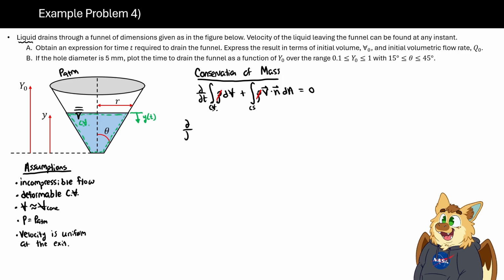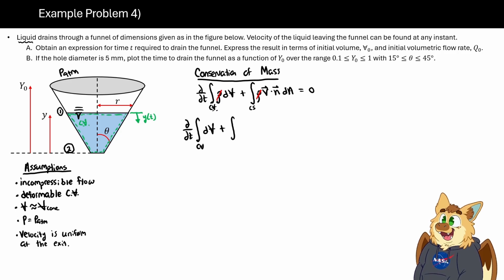This will be del over del t, integral over our control volume. This will be dV. And now I'm going to start writing out our terms here. So we have two, I guess, main surfaces where we could technically have mass crossing the boundaries. We have surface 1, which is the top surface, and surface 2, which is the bottom surface here.